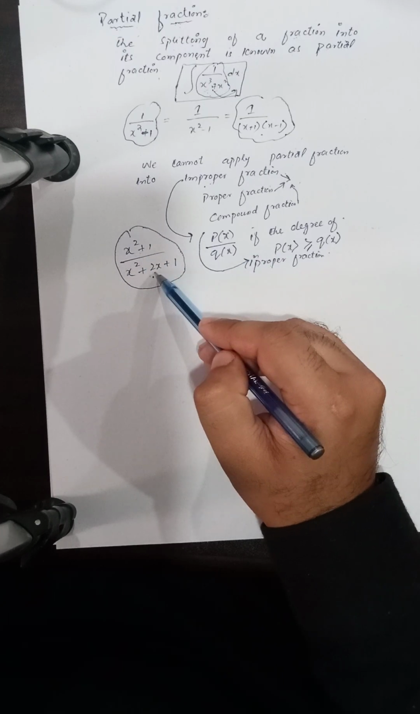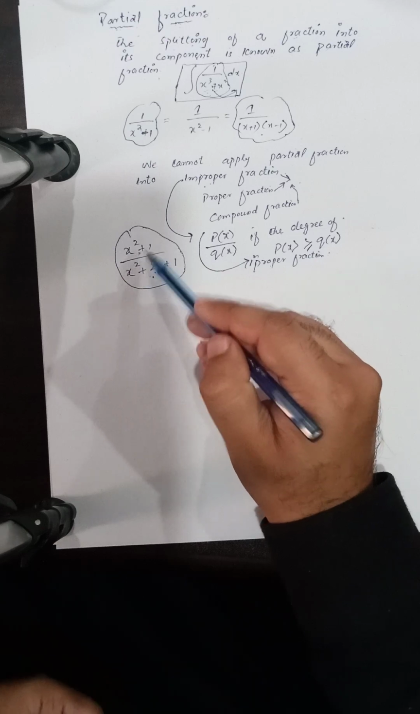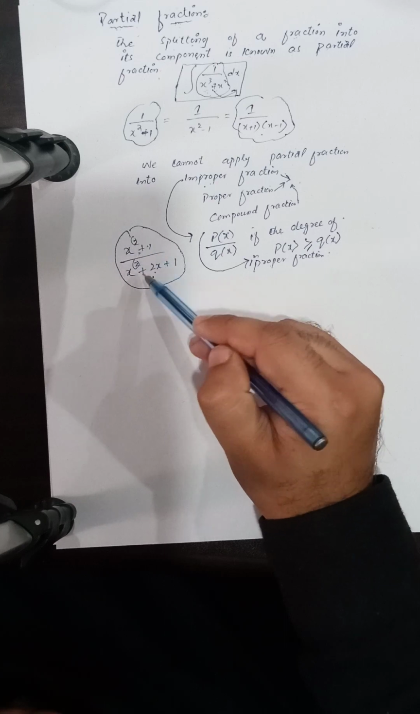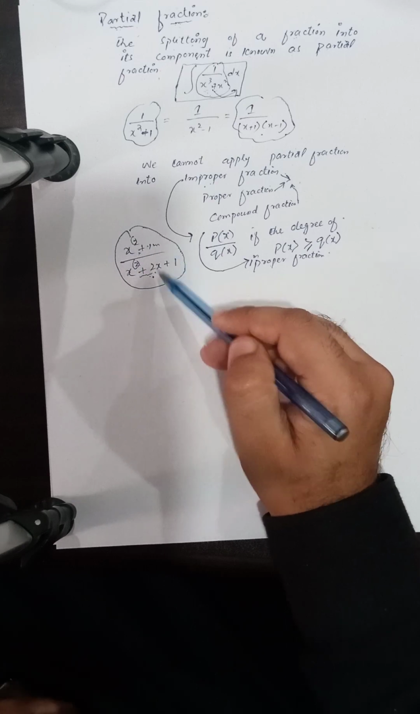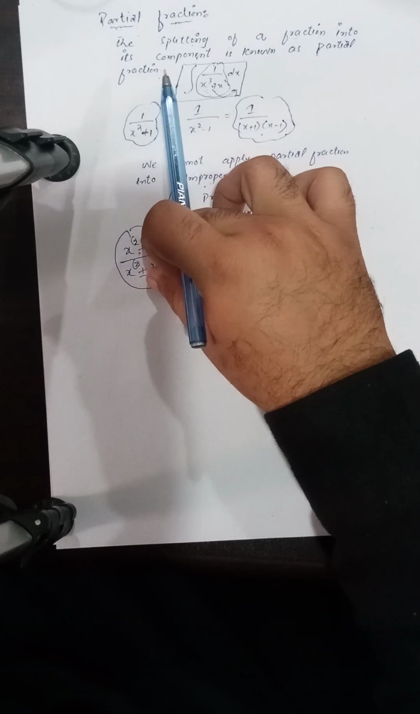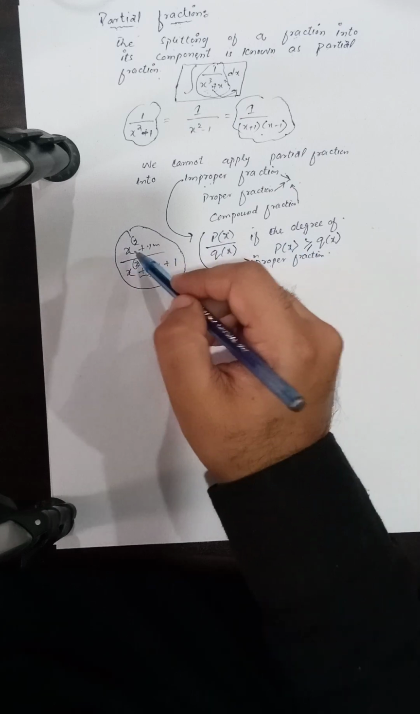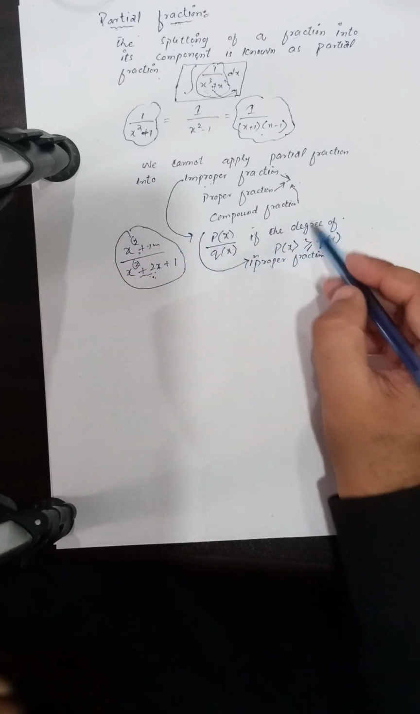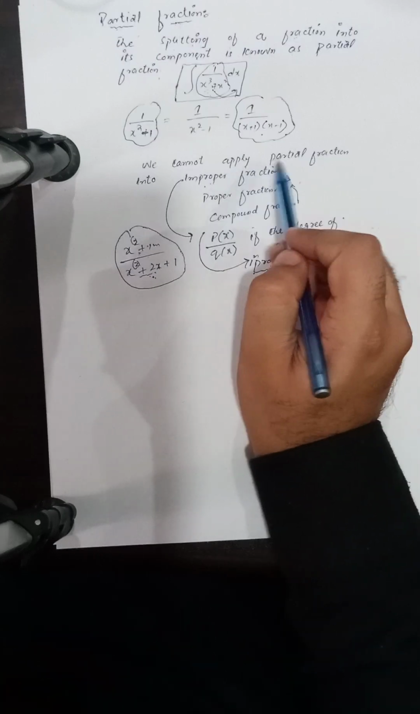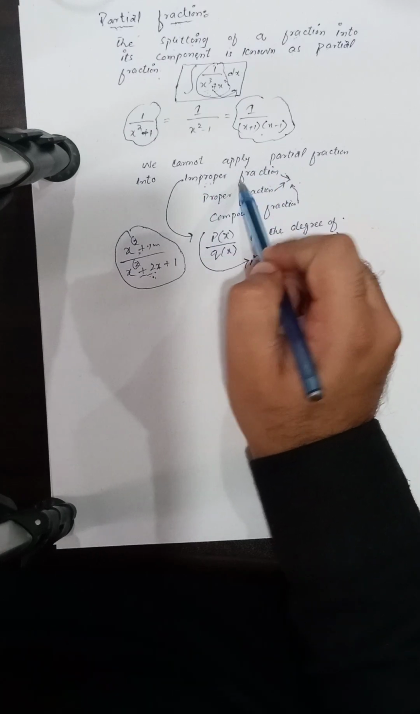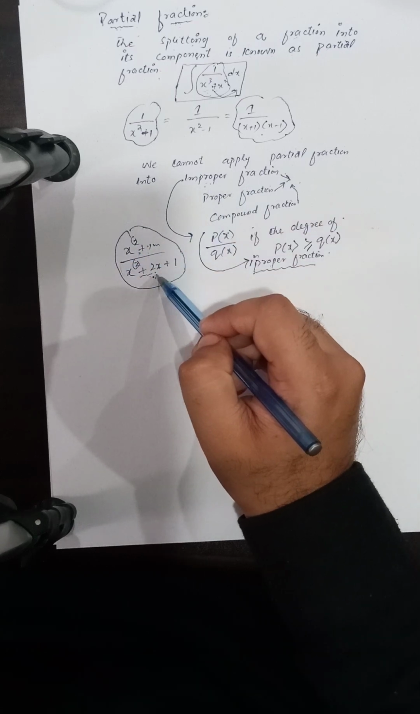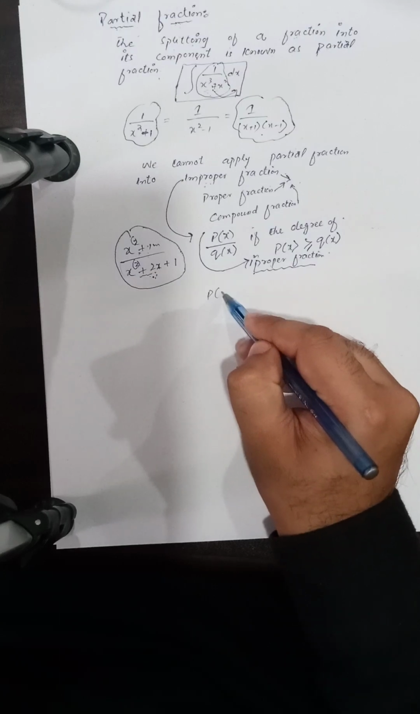This is the denominator and this is the numerator, so the degrees of the denominator and numerator are the same, because this is a quadratic expression and this is a quadratic expression. So both the degrees are the same. If both the degrees are the same, then it is an improper fraction, and we cannot apply partial fraction to an improper fraction. First we have to convert this improper fraction into a proper fraction.